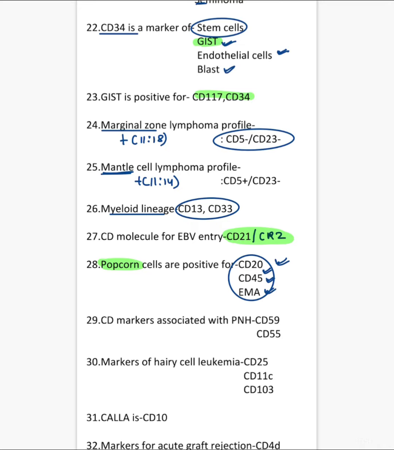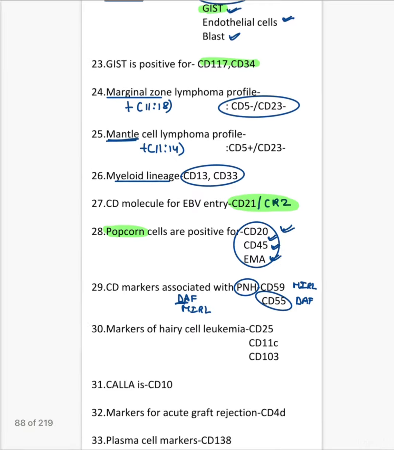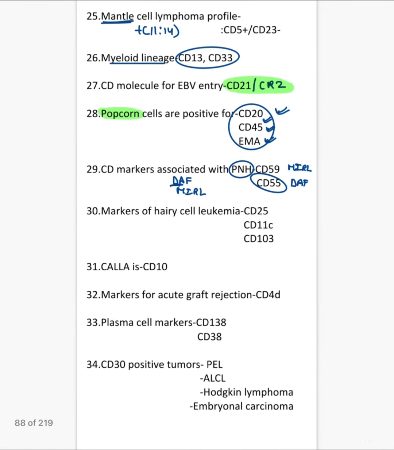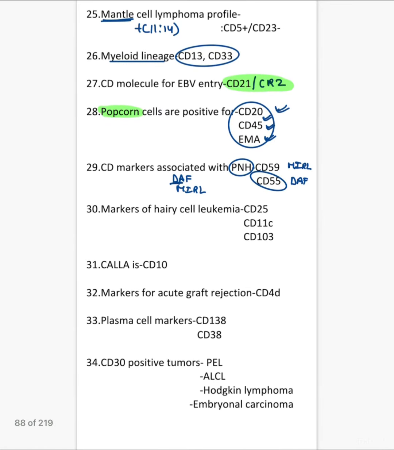Again important. CD markers associated with PNH, guys, okay, PNH is paroxysmal nocturnal hemoglobinuria. So here we had two factors, that is decay accelerating factor and MIRL. MIRL means membrane inhibitor of reactive lysis. So you need to know which is CD55, which is CD59. So D plus A means 4 plus 1, 5. So this CD55 is your DAF, and this membrane inhibitor of reactive lysis is your CD59. This is again very important, guys. This can lead to thrombosis also.